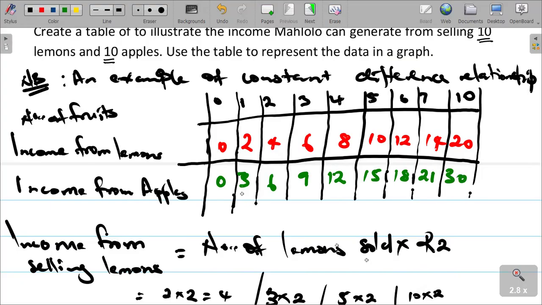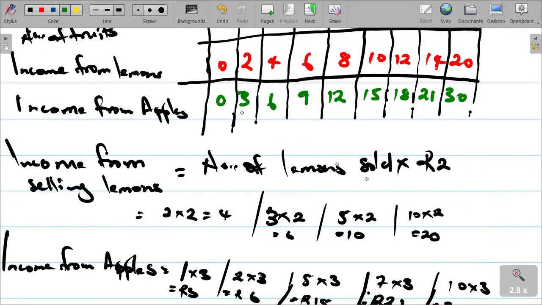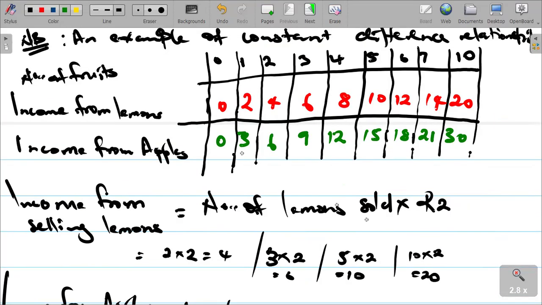That is actually how this table is constructed, an example of a constant difference relationship. There is a constant difference relationship in both cases. If it is lemons, it is times 2. If it is apples, it is times 3. That is how you get those numbers there.